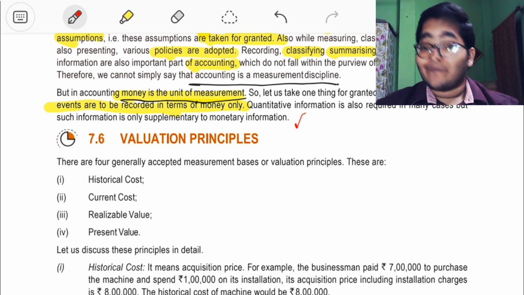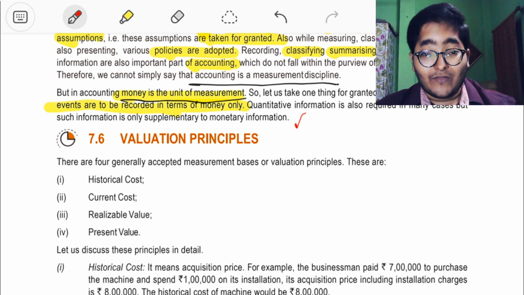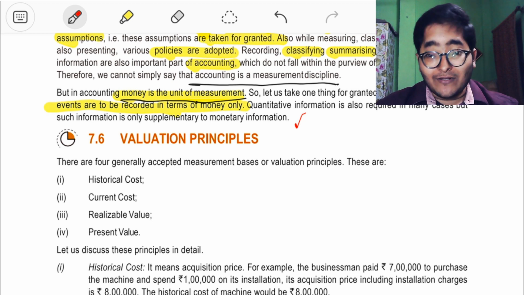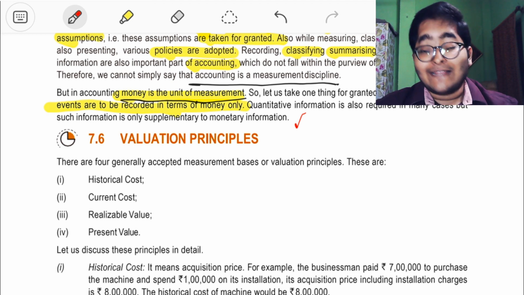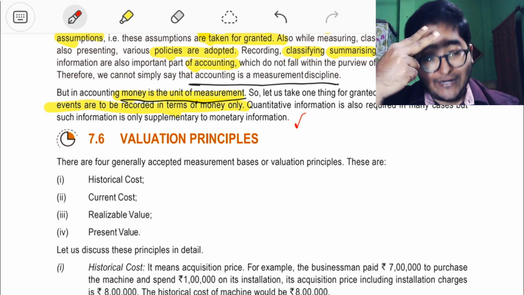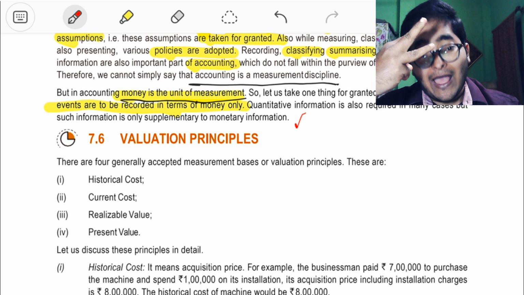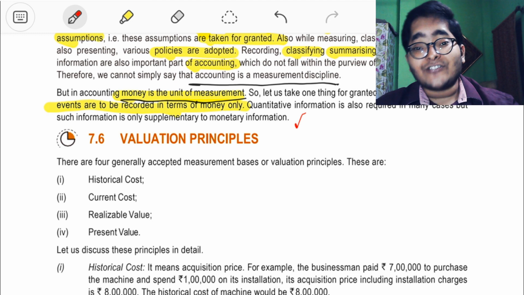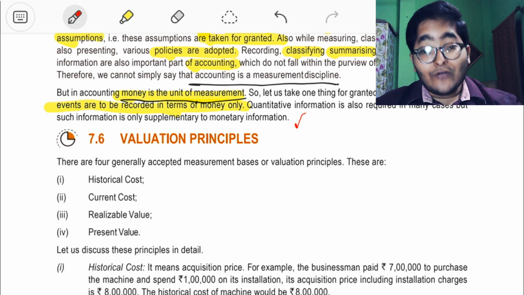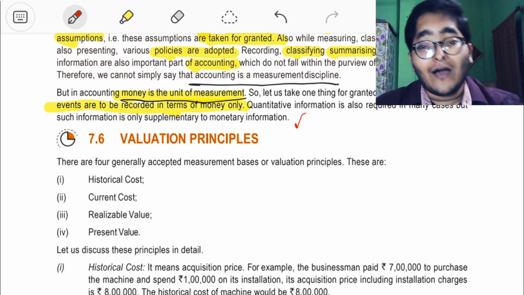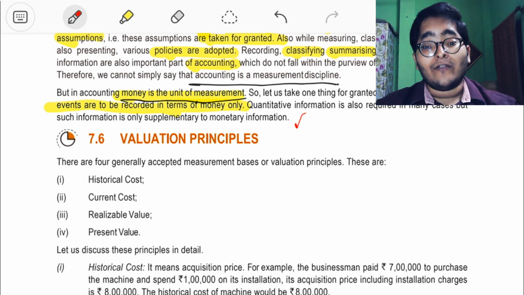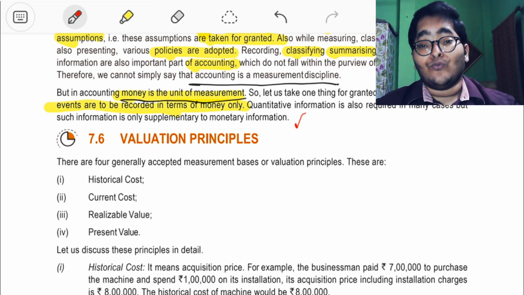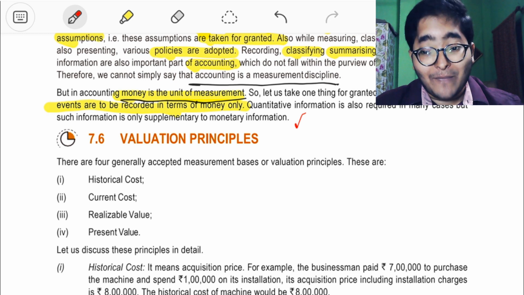Valuation principles. As we have seen yesterday or in the part 1 video, there are 4 valuation principles in accounting. That is the historical cost, the current cost, the realizable value, and the present value. There are total 4 valuation principles that can be used to value an item or a transaction or event for the users to understand the financial transactions through the financial statements that are prepared by the accountant.